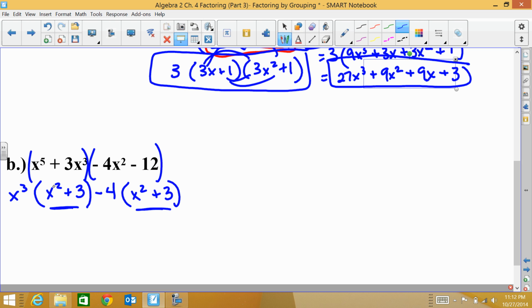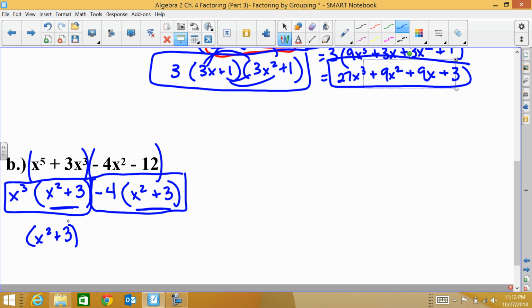So now that I'm looking at this group here and this group here, what do they both have in common? They both have x squared plus 3. So one of my factors is x squared plus 3 because that's the greatest common factor of these things. And if I take that out, then I have left over x cubed minus 4. And I could double distribute that and check, and I would end up with what I started with.